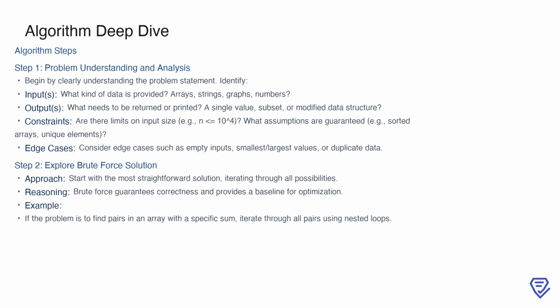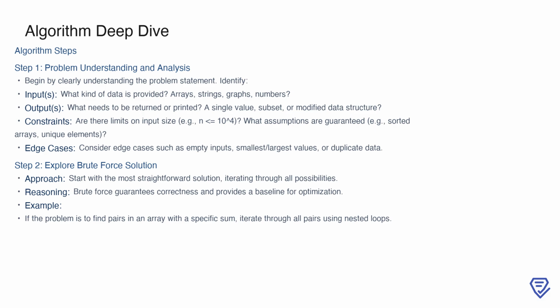Once you grasp the problem, the next step is to explore a brute force solution. This involves the most straightforward approach, where you iterate through all possibilities to guarantee correctness. It provides a baseline for optimization. For instance, if the problem asks you to find pairs in an array that sum to a specific value, a brute force method would involve nested loops to check all possible pairs.